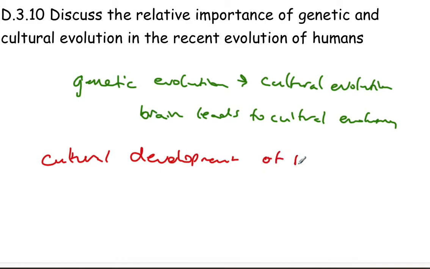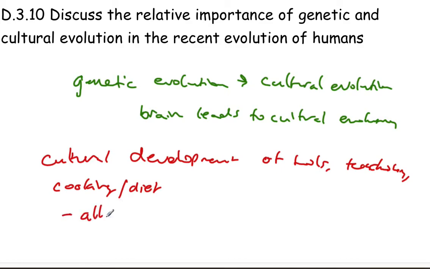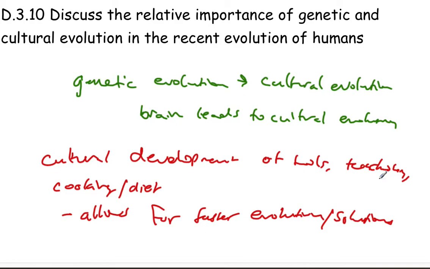cultural development of tools, technology, medicines, cooking and diet, things like that, which are all very helpful to human evolution. And cultural evolution also allows for faster evolution and faster solutions to problems that are occurring. So instead of relying on genetic evolution, which takes many generations to see any noticeable changes, cultural evolution can be much faster, and that's what we really see today. Because genetically, we have not really evolved much since the early Homo sapiens, maybe just a little bit, but culturally, obviously, we're much different.